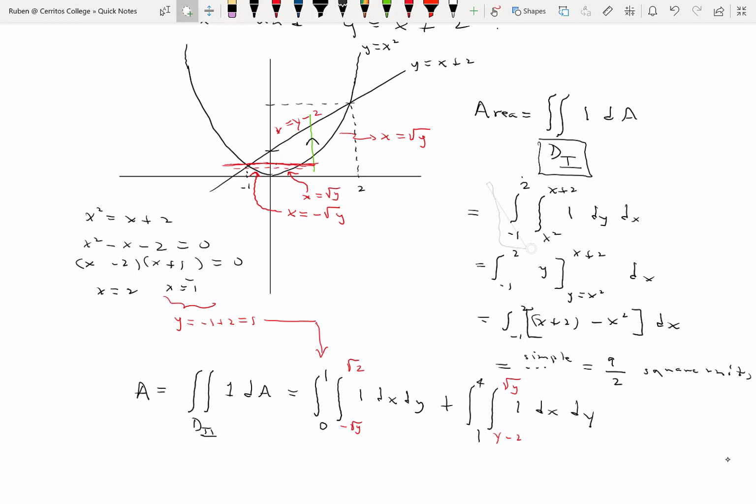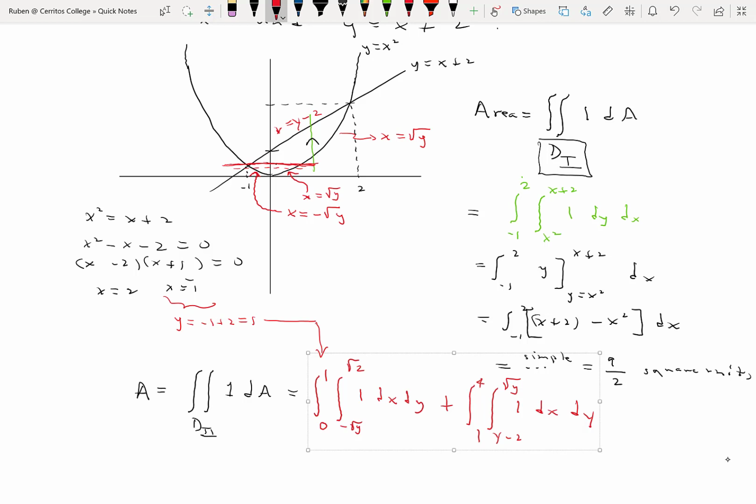Now, compare. No sarcasm intended. I'm going to circle the iterated integral and highlight it in green. That's the iterated integral that you would evaluate if you interpret this as a type Roman numeral 1 region. And I'm going to circle the entire integral and highlight it in red. Those are the iterated integrals that you would evaluate if you interpret this as a Roman numeral 2 region.